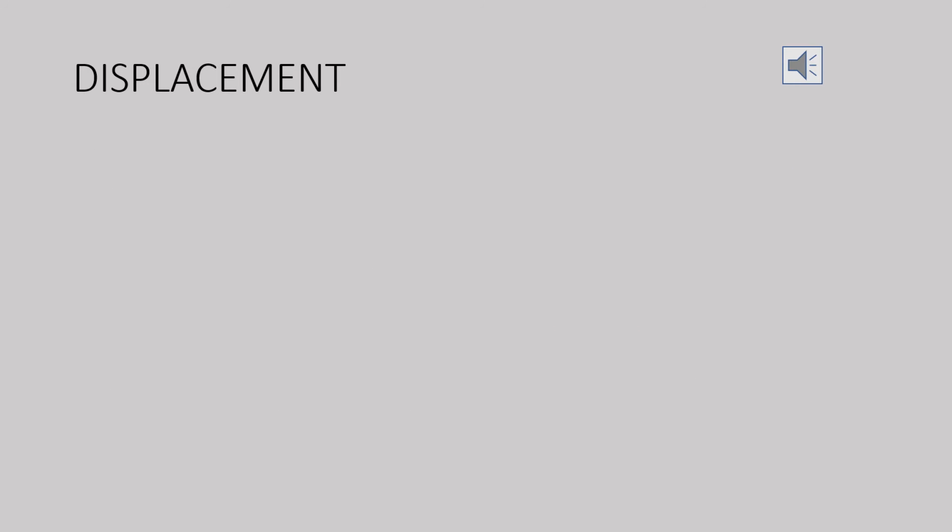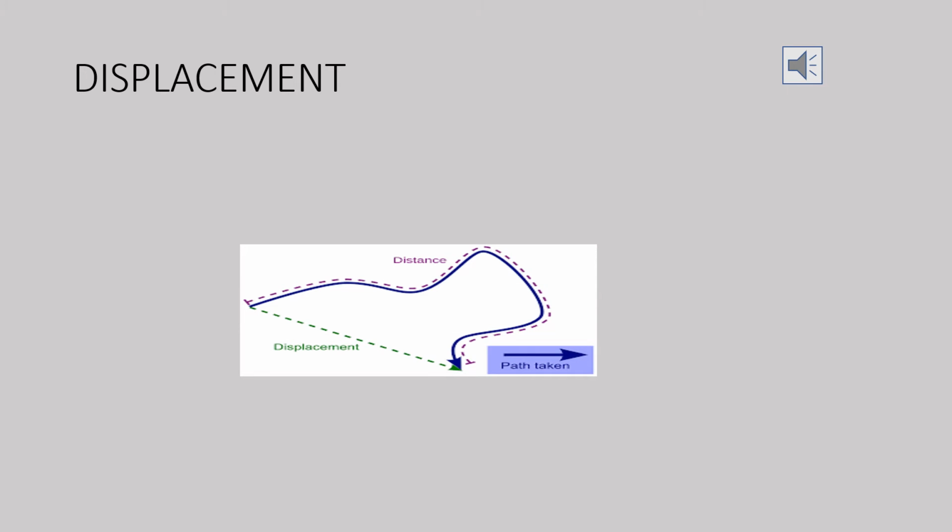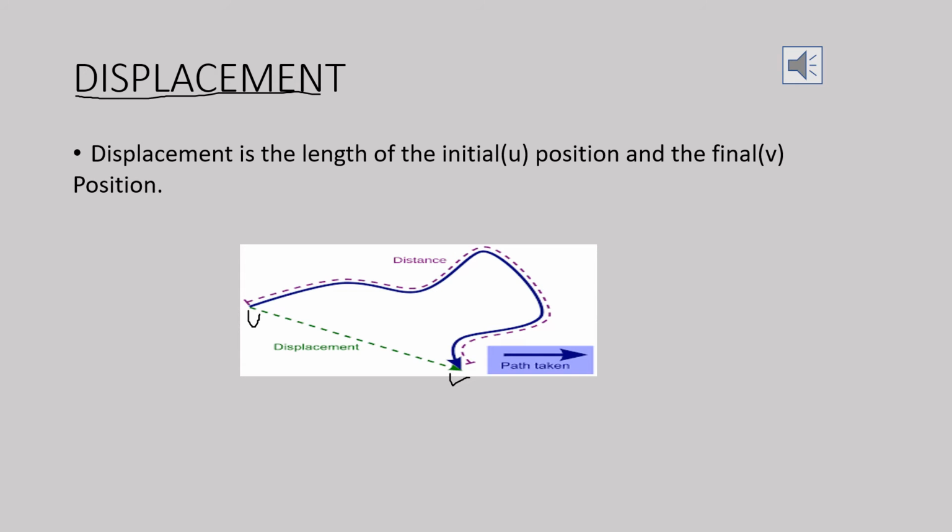Displacement. If we consider the start point of the journey as u and the final point as v, that is the initial position and the final position of your journey, then the length between the initial and the final position gives you the displacement. So displacement is the length between the initial position and the final position.